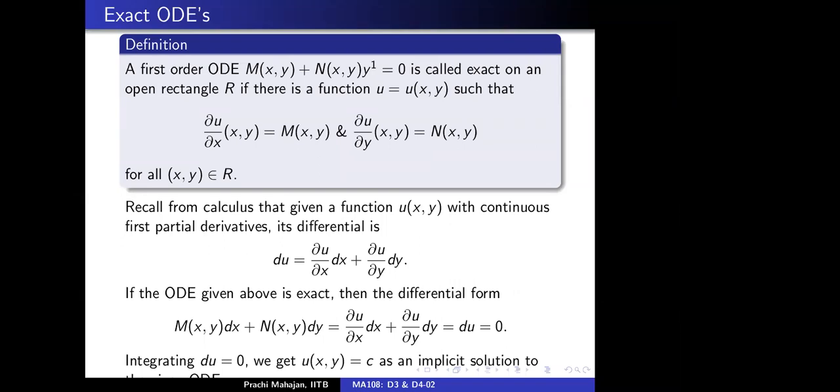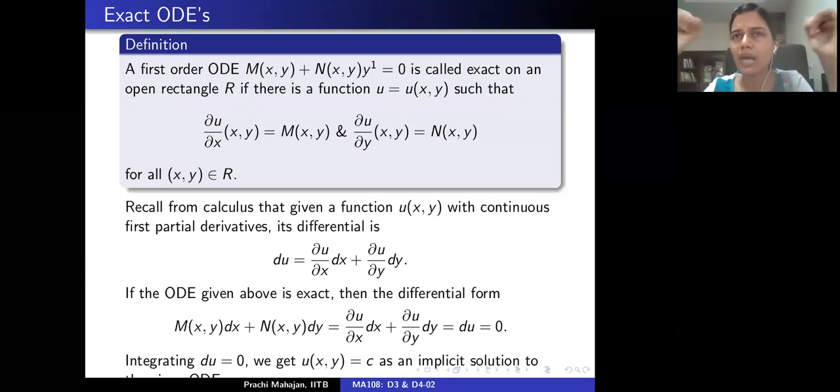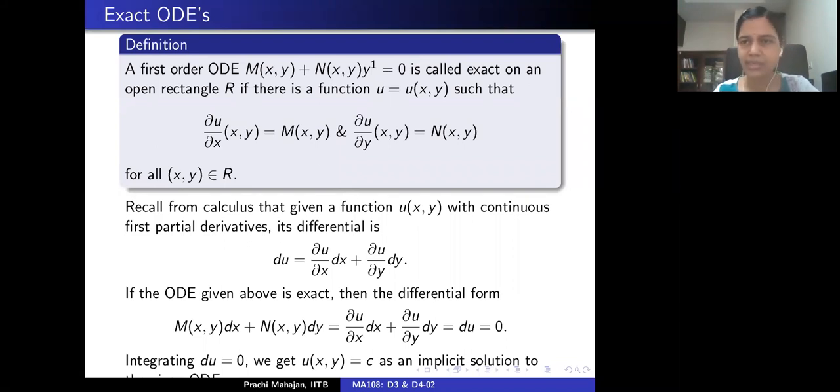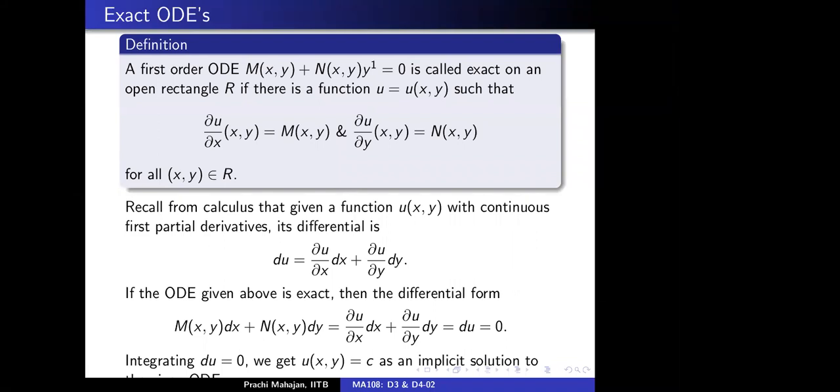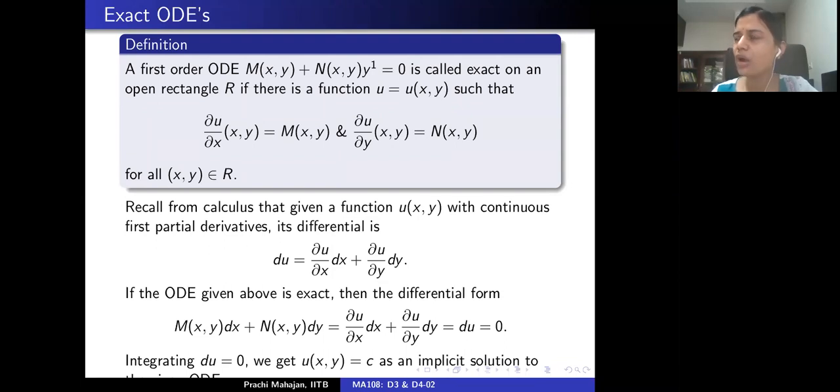Ma'am, why are we finding exact ODEs? In general, it is very difficult to come up with one uniform technology to solve an ordinary differential equation. So suppose an ODE is separable, then here is how we can solve it. Suppose an ODE is homogeneous, then here is what we can do. Suppose an ODE is exact, then here is how we can solve that ODE. Not every ODE is exact, not every ODE is separable, not every ODE is homogeneous.